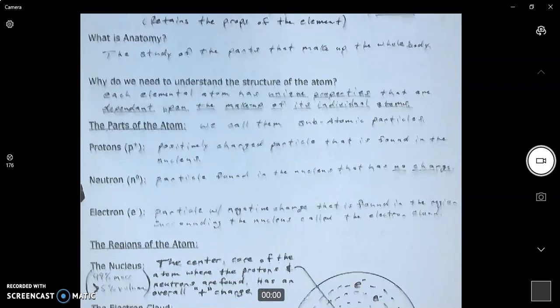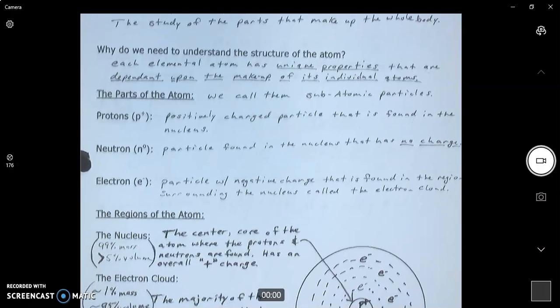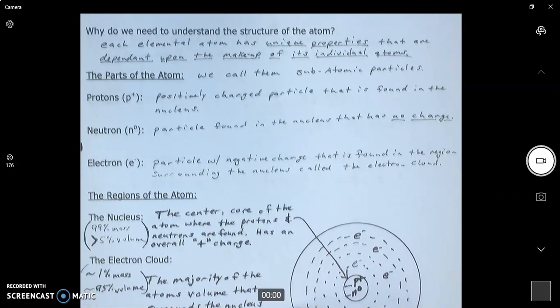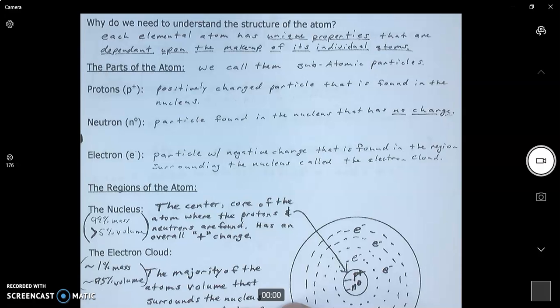So why do we need to understand the structure of the atom? Well, each element's atom has unique properties. These properties are dependent on the makeup of the atom. In particular, how many protons are in the nucleus and the electrons, specifically the electrons on the outermost energy level.